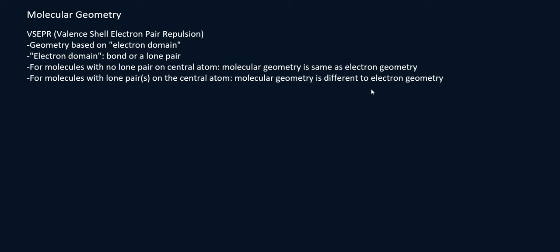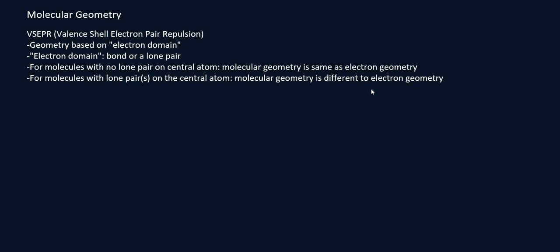And the VSEPR model is going to use a geometry that's based off of the number of electron domains that are found around a central atom. So hopefully by now you're pretty comfortable with your Lewis structure drawing, and you'll know that your central atom has branches that come off of it that determine the overall structure. VSEPR is going to take that central atom and count the number of domains around it, and the number of those domains is what's going to determine the geometry of the molecule itself.